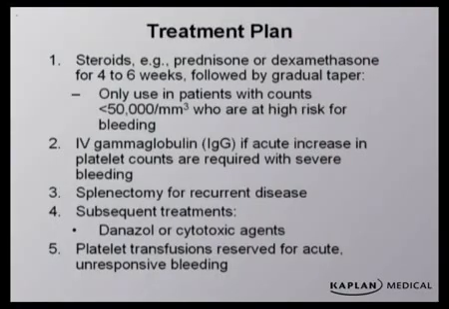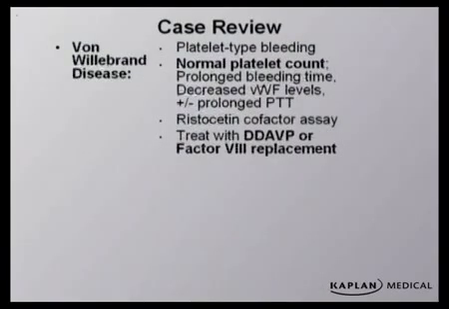Steroids in the acute setting, immune globulin for severe bleeding, but not only life-threatening, but severe bleeding. Splenectomy for chronic cases, and platelet transfusion for severe, life-threatening bleeding. The patient's going to die bleeding. That's when you need to transfuse platelets. So let's do a case review here.